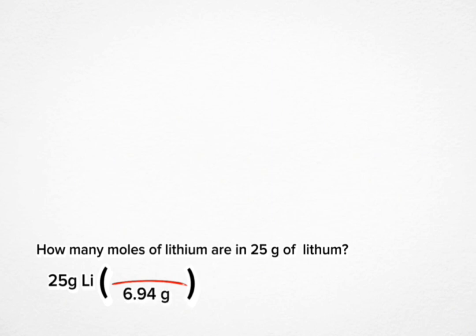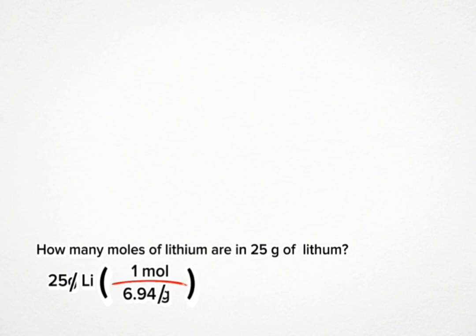Let's try a problem. How many moles of lithium are in 25 grams of lithium? This is a unit conversion problem, and like any unit conversion problem, the first thing you should do is write down the quantity you know. 1 mole of lithium equals 6.94 grams. Because we started with grams, we put 6.94 grams on the bottom of the fraction. The grams on the top and the bottom cancel each other out.